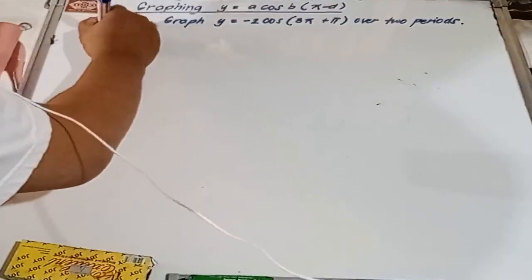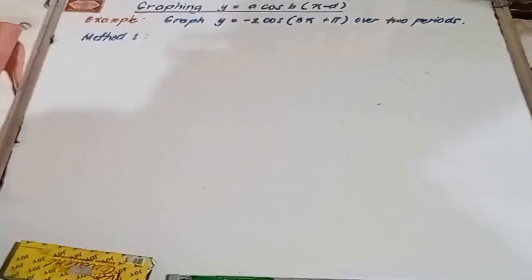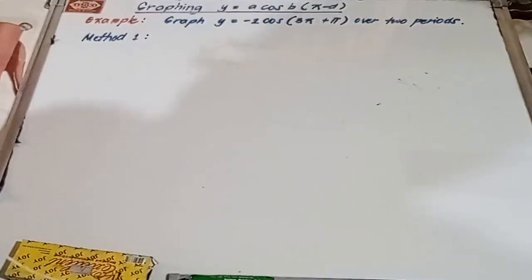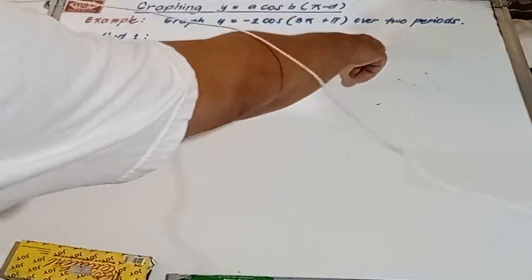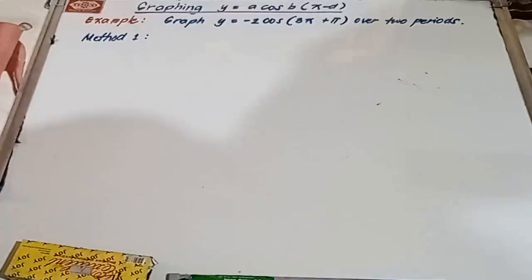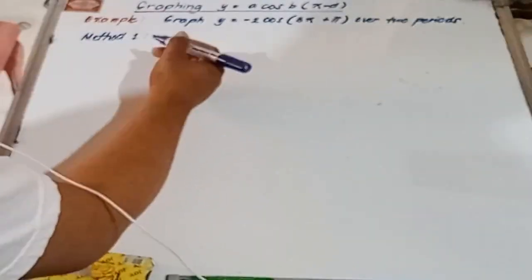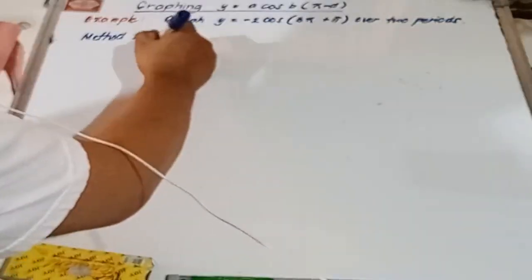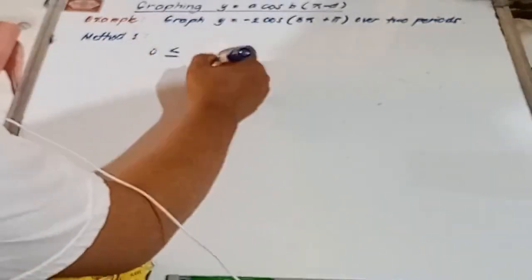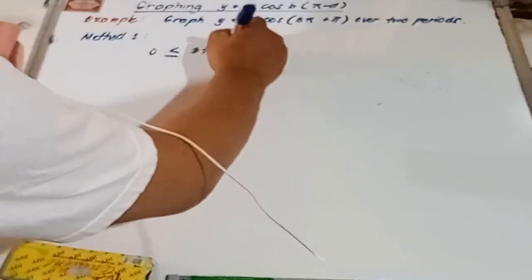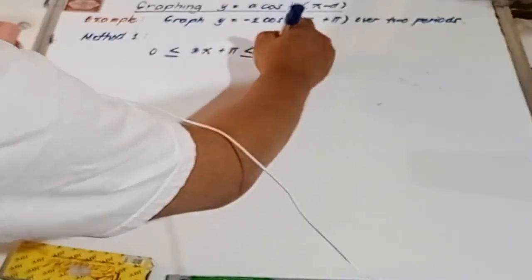For method 1, kunin muna natin yung 1 period. Although 2 periods ang ating pinapakuha sa atin, kunin muna natin yung sketch niya, yung 1 period muna using yung 3-part inequality. So this is our argument. That will be the center of the 3-part inequality. We have 0 to the left, less than or equal to 3x plus pi, less than or equal to 2 pi.